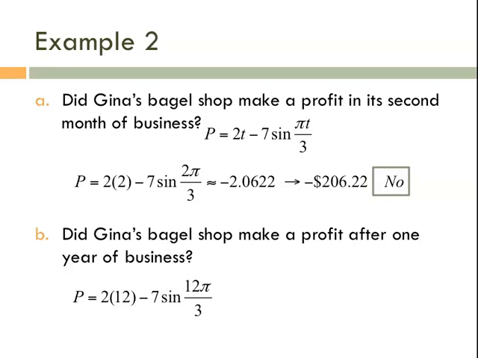And we know sine of 4 pi is the same as sine of 0, and sine of 0 is equal to 0. So really you have 2 times 12 minus 7 times 0, so this is going to be equal to 24. Again, remember this is in hundreds of dollars, so the profit after 1 year of business is $2,400. So to answer the question, did Gina's Bagel Shop make a profit after 1 year of business? The answer is yes.